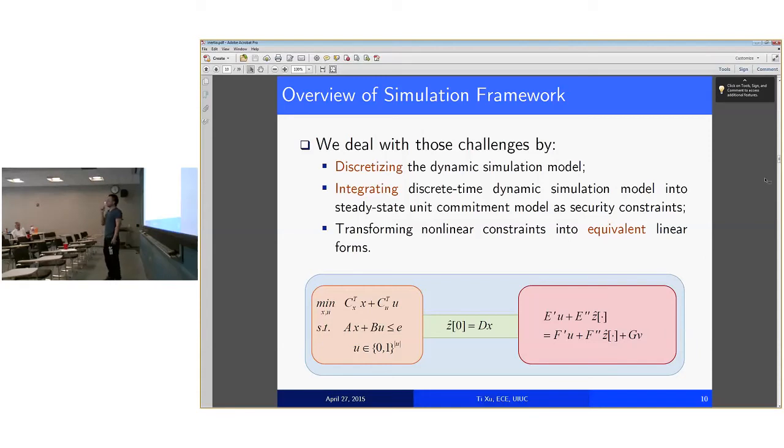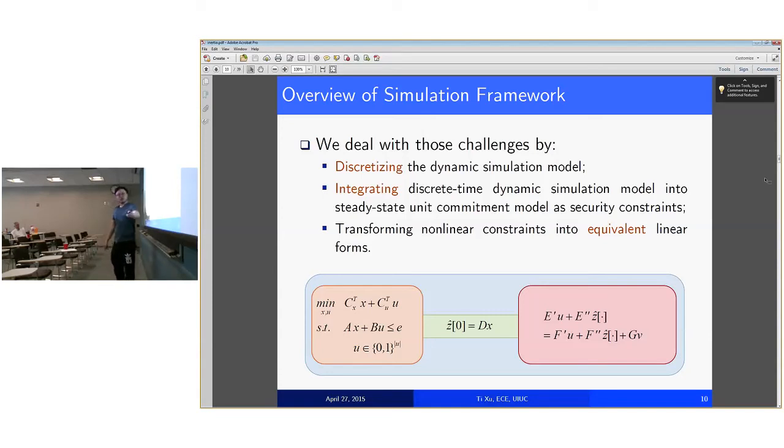But here I'm not linearizing the constraint. I represent the constraint in a linear form, but it's equivalent to the nonlinear constraint before. And so this is the overview of the simulation framework I have. This is the common unit commitment framework.